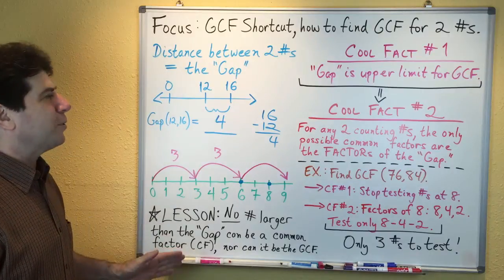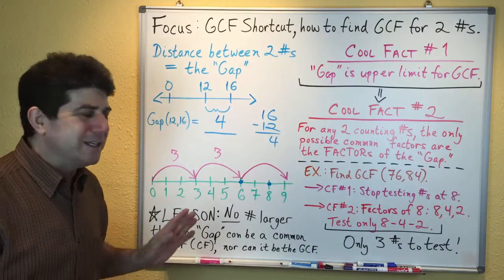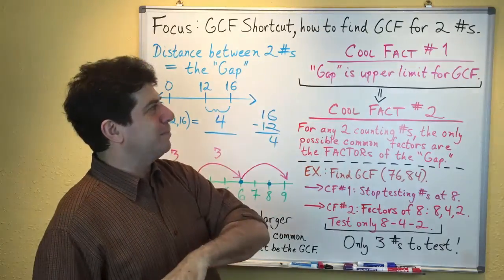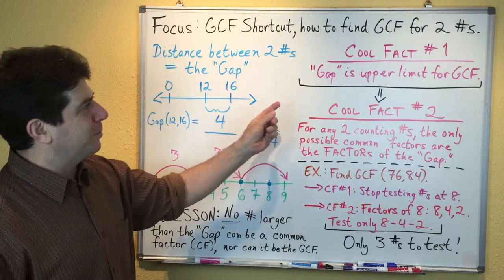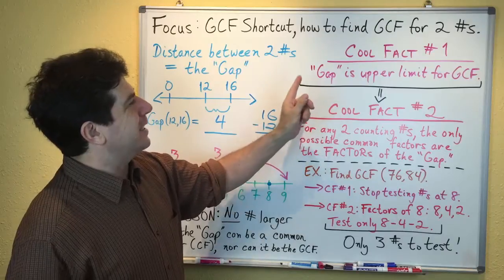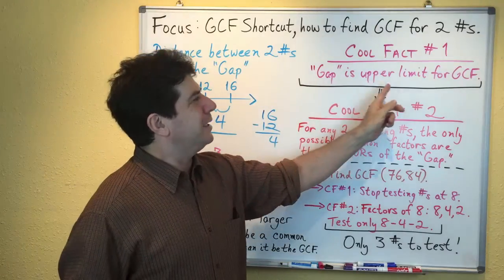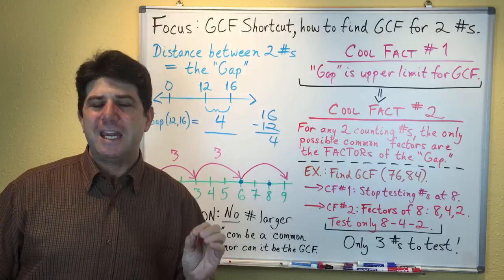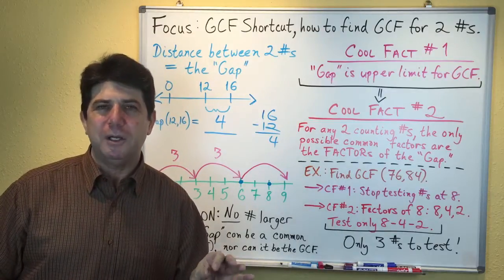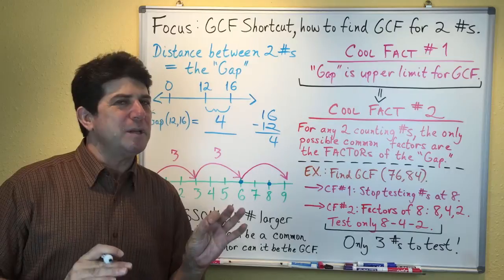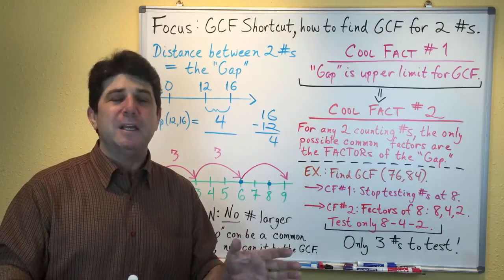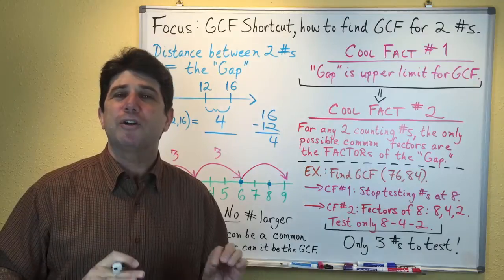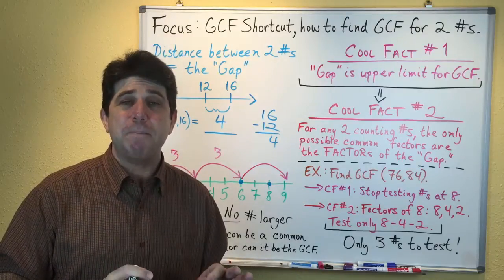So this is a really important lesson, and if we tweak this just a little tiny bit, we get what I call cool fact number 1. Okay, cool fact number 1, what's that? It's this, that the gap is the upper limit for the GCF. So when you're finding the GCF for any two numbers, all you have to do is find out how far apart those numbers are, call that the gap, and you say to yourself, you know what? I'm not going to check any numbers greater than that gap value.